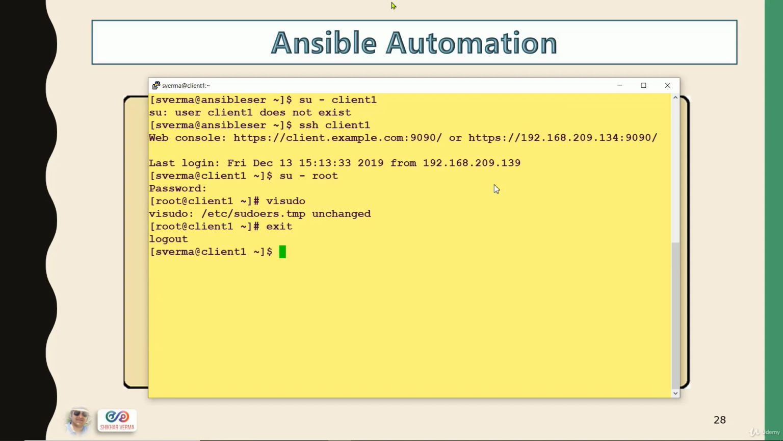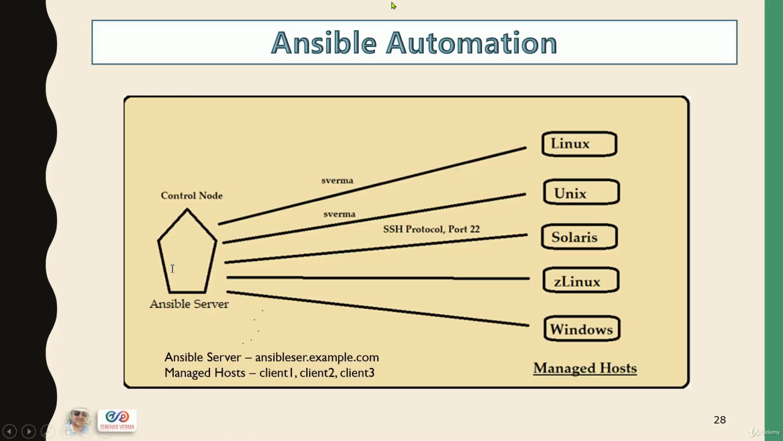So here you can see that I have logged into client 1 as a Verma, and if I try to elevate my privilege using this command, I can see that the normal user Verma has become a root user here. The same I'm going to use here as well.